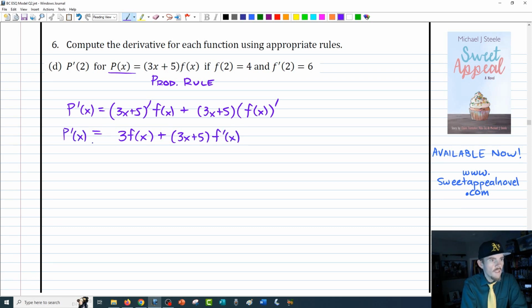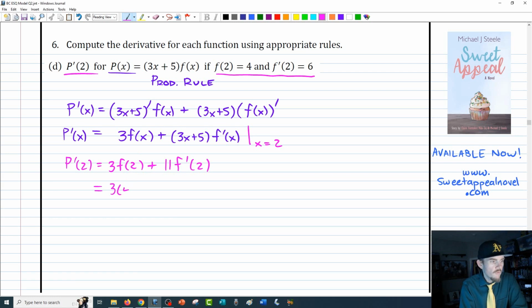But keep in mind, we want specifically, as it says right here, p prime of 2. So we're going to evaluate both sides of this equation at x equals 2. That's going to give us p prime of 2, but specifically it's going to give us 3 f of 2 plus, what is 6 plus 5, or 11, f prime of 2. Now this could be a problem, except they gave us values right here to use, so they're all here. We have 3 times 4 plus 11 times 6.